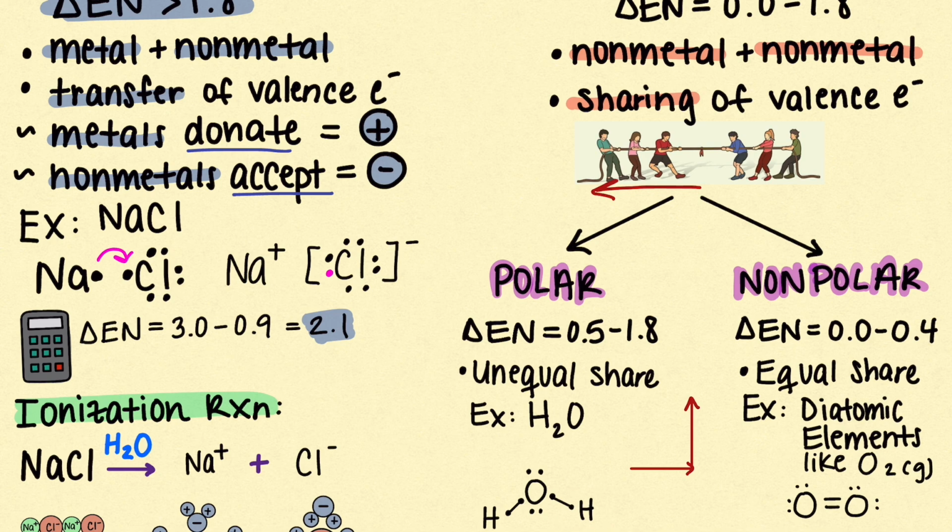Oxygen is in group 6A of the periodic table, so it has 6 valence electrons, and hydrogen is in group 1A, so it has 1. If you connect the dots, that forms a single bond, and you get water.